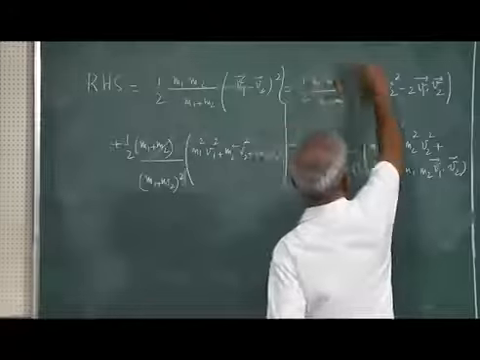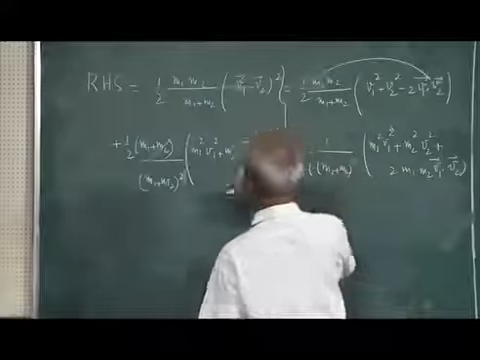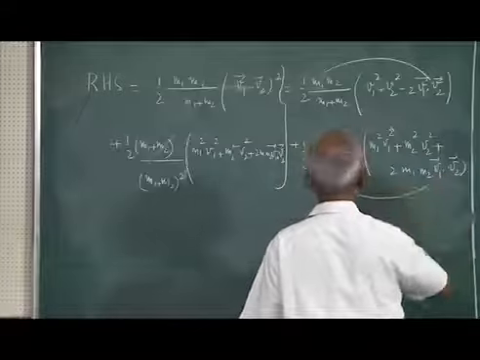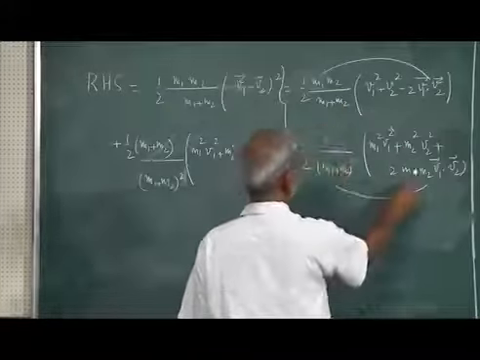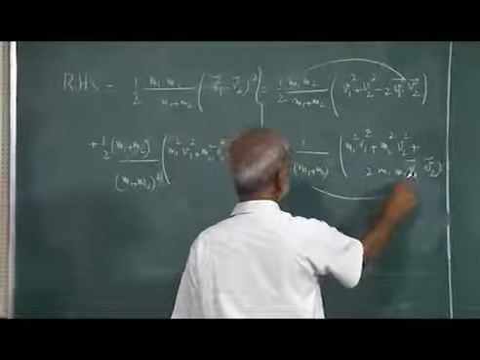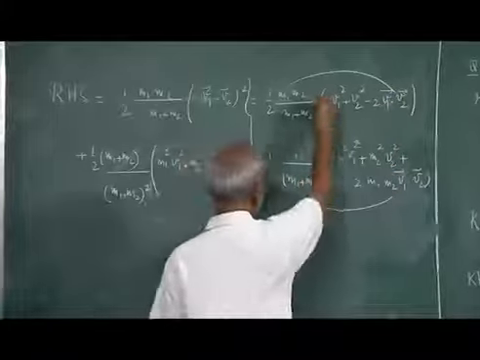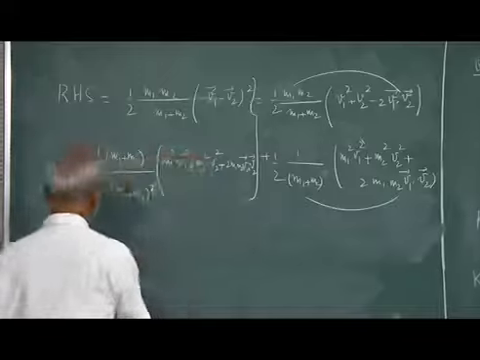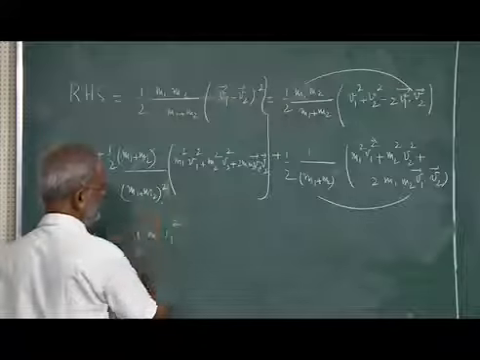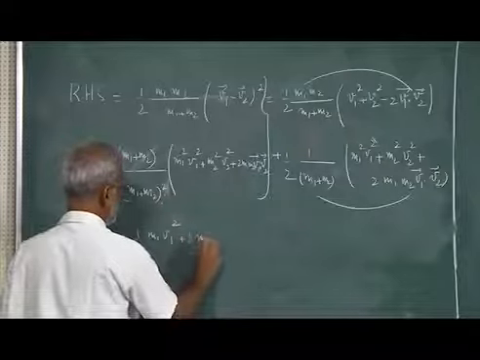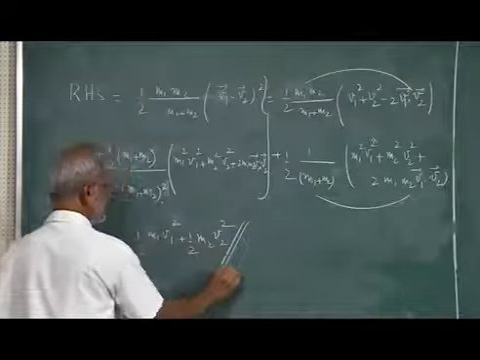Now let us look at this term. I will have half m1 m2 by m1 plus m2, then v1 dot v2. Here I have again the same m1 m2 times v1 dot v2 by m1 plus m2. Therefore, this term and this term will cancel. So, the remaining two terms I need to add. I will have half of m1 v1 squared plus half of m2 v2 squared. This is the total kinetic energy of the system.